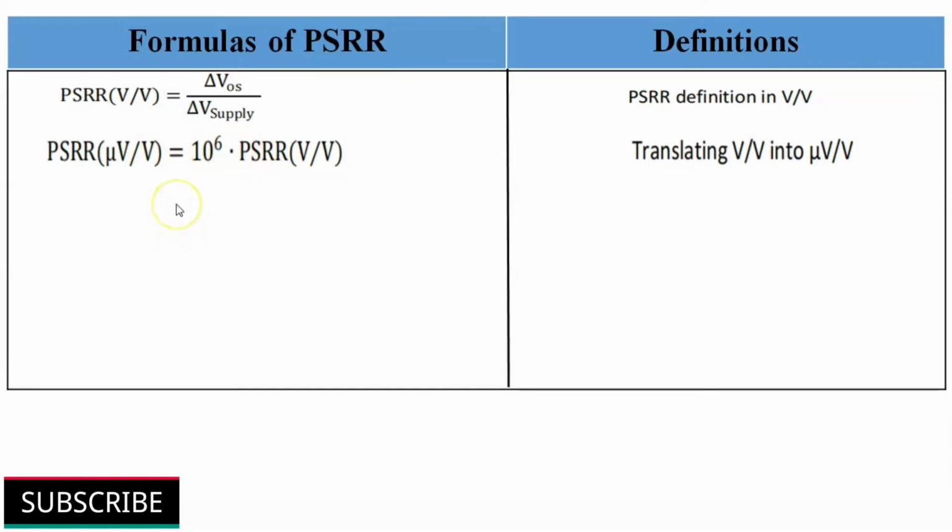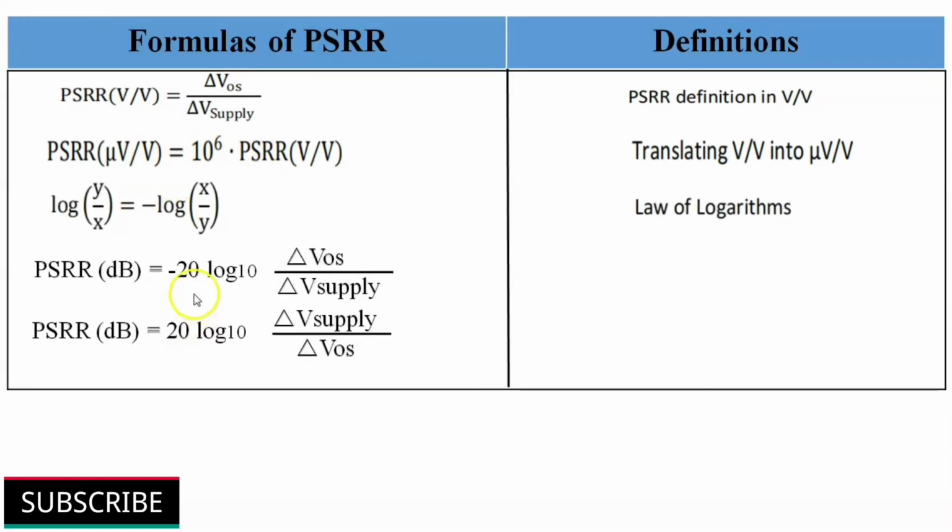By using the law of logarithms, power supply rejection ratio can be expressed as negative or positive values in dB, depending on whether power supply rejection ratio is defined as change in offset voltage divided by change in supply voltage or vice versa. There is no accepted standard for this. Both conventions are in use.